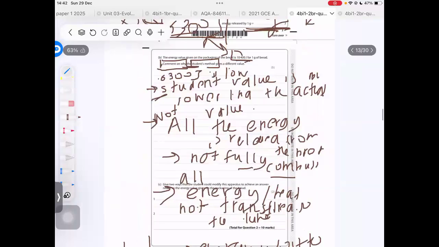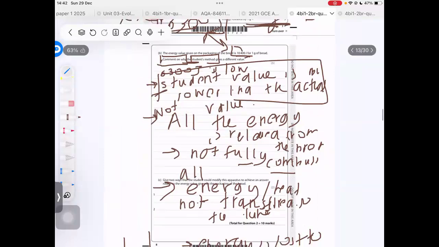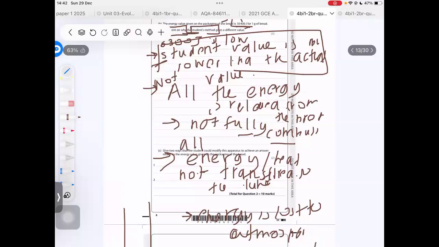First, you have to mention the data. That means when they say comment, they require the data from it. What is the data? The data is the student's value is lower than the actual value. Then you make the judgment. Why is the student's value low? You give some suggestions. So if you have given at least 4 suggestions along with this particular statement, you can get 5 marks.